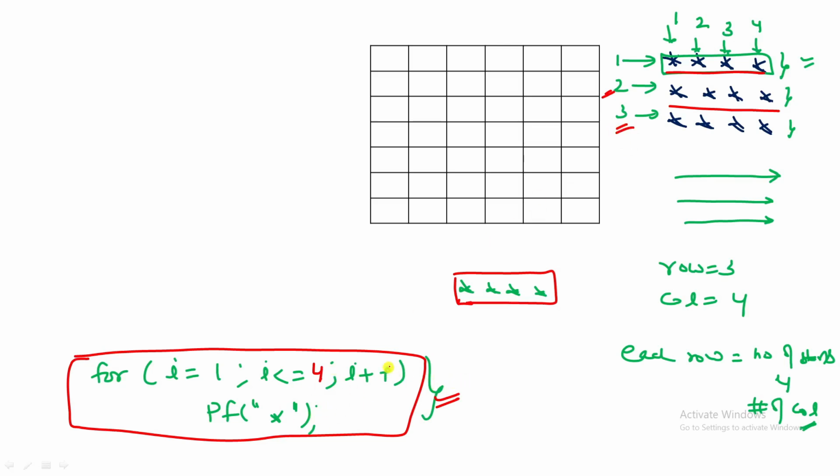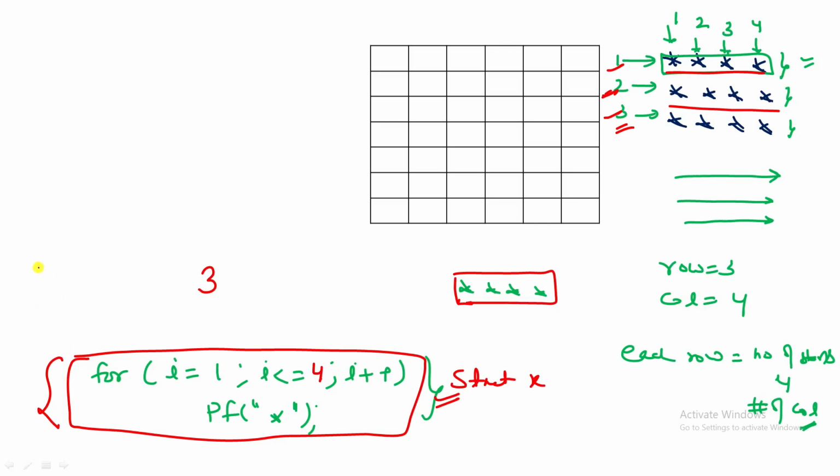So let's say you consider this as some statement x, and you have to repeat this statement how many times? 3 times. First, second, and third. So you have to repeat this statement 3 times. And how can you repeat a particular statement? You will apply a loop.